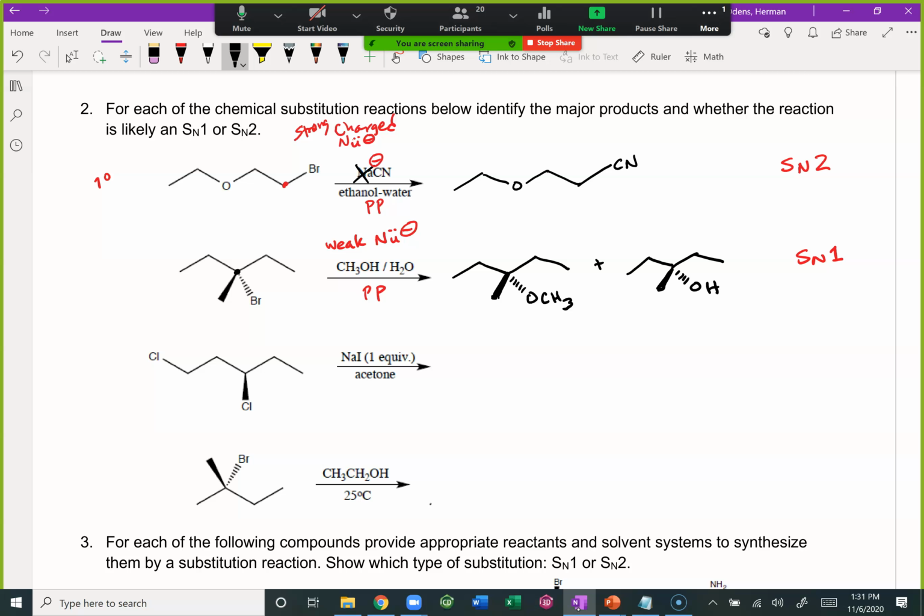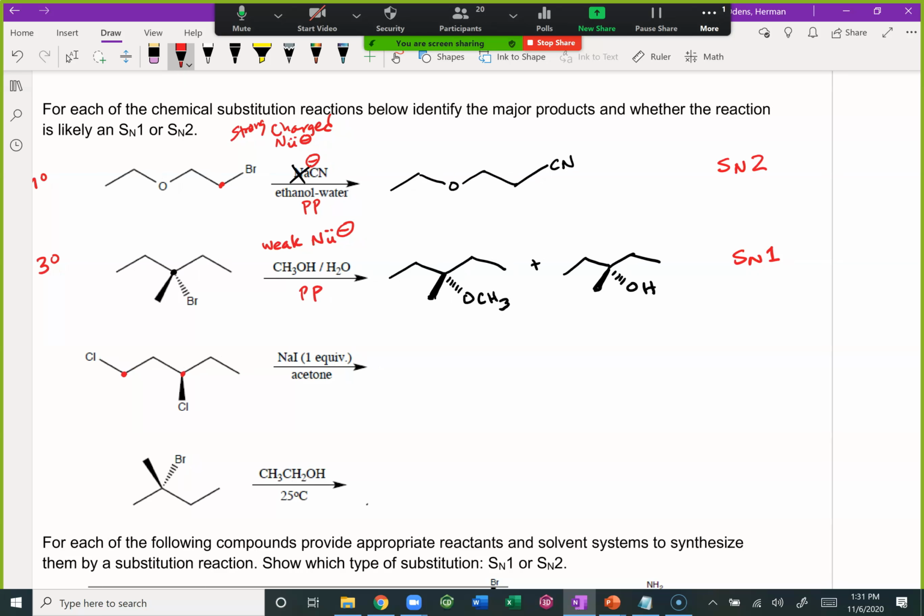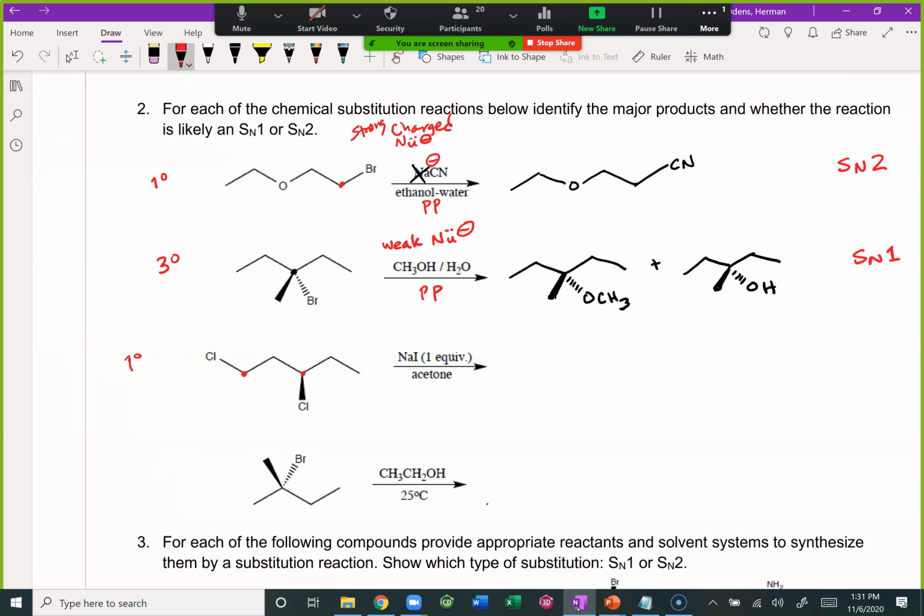All right, how about the next one? I forgot this was a tertiary. Oh, notice that this is a tertiary alkyl halide, so that favors SN1. All right. So what do we have next? We have this alkyl halide, and we have this one right here. So we have a combination of a primary and a secondary. Which one will react under these conditions when you have one equivalent of sodium iodide?